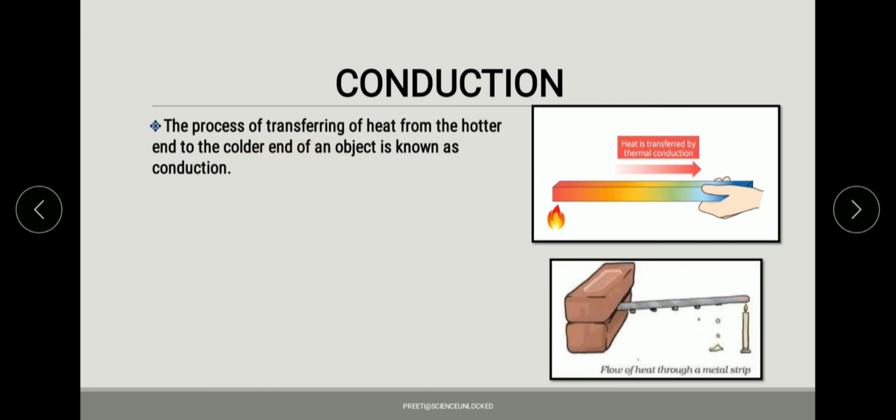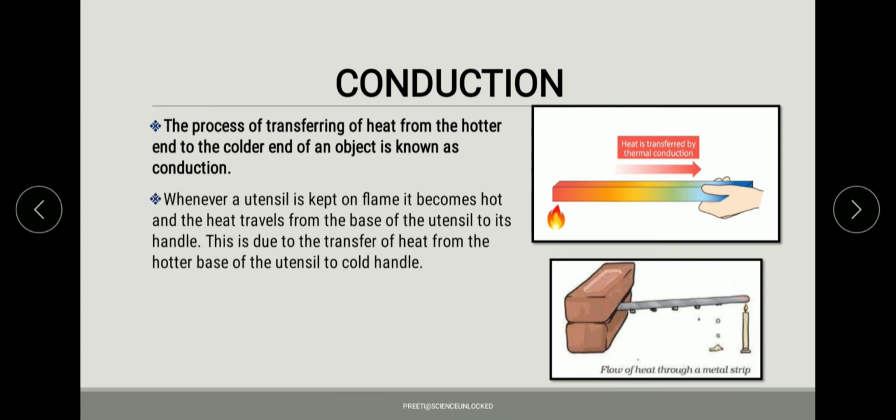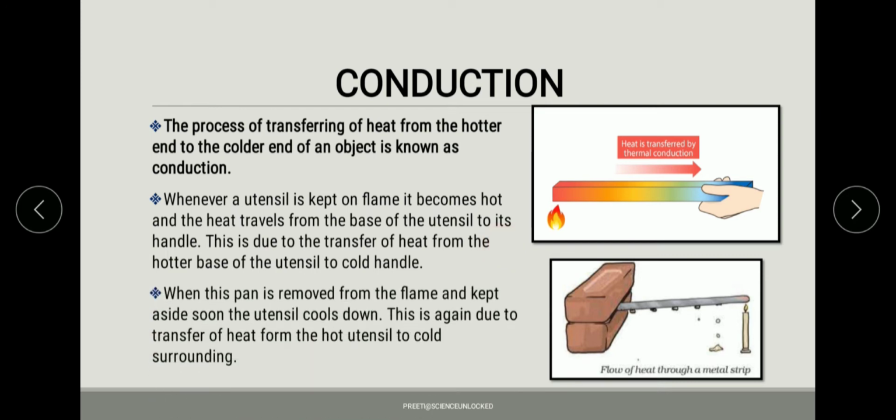Now this is most of the time observed in reference to metallic substances, where it is very easy to observe. Here is an example giving us an idea: if we keep one empty utensil on the flame, it will get heated up from the bottom or the base first, and then the handle will also get heated up. The utensils or spoons that we use for mixing things in the kitchen show the same phenomenon, and this is nothing but the transfer of heat from the hotter base to the colder part of the utensil.